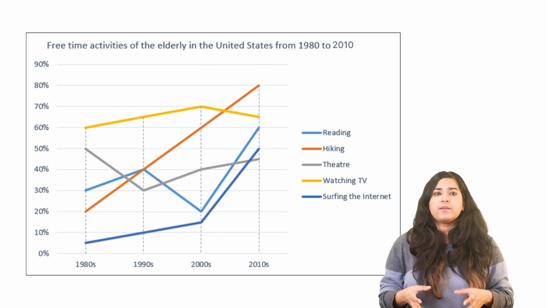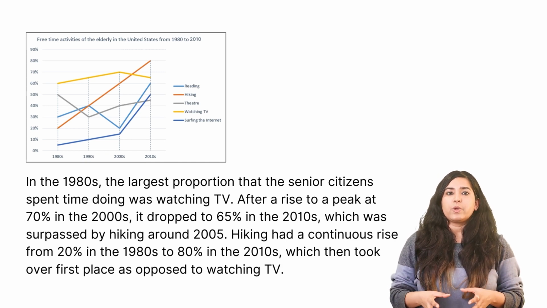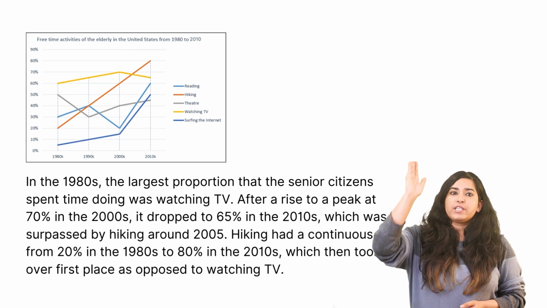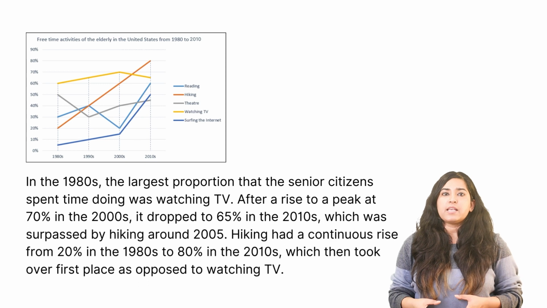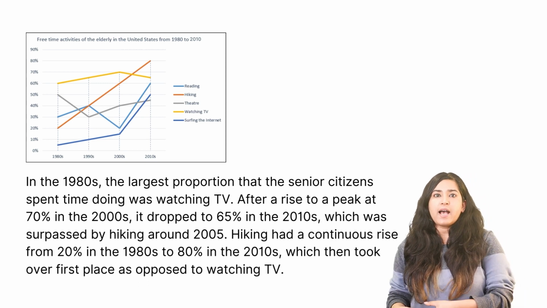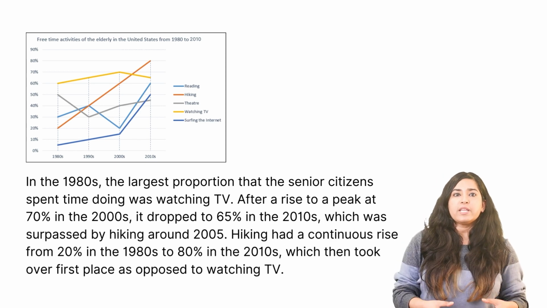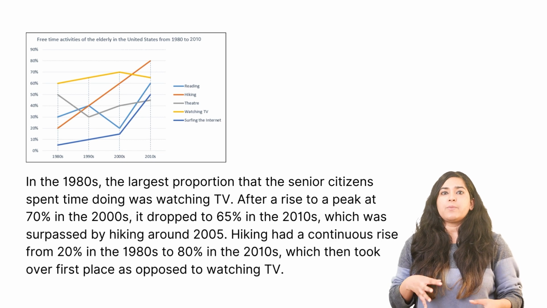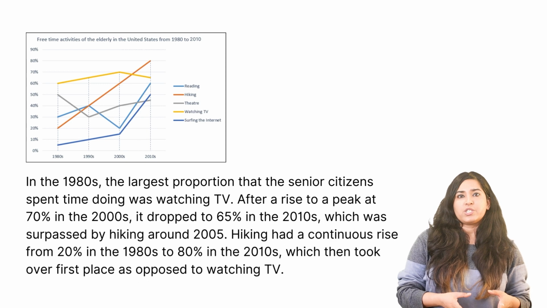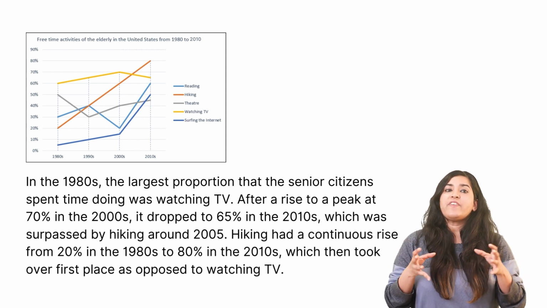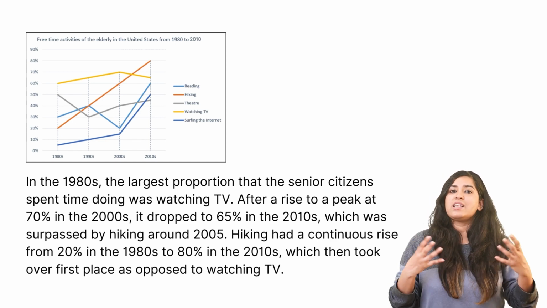How about something like, in the 1980s, the largest proportion that the senior citizens spent time doing was watching TV. After a rise to a peak at 70% in the 2000s, it dropped to 65% in the 2010s, which was surpassed by hiking around 2005. Hiking has a continuous rise from around 20% in the 1980s to about 80% in the 2010s, which took over the first place as opposed to watching TV. Here, we have both facts and figures as well as ample vocabulary, linking words without word repetition as well.